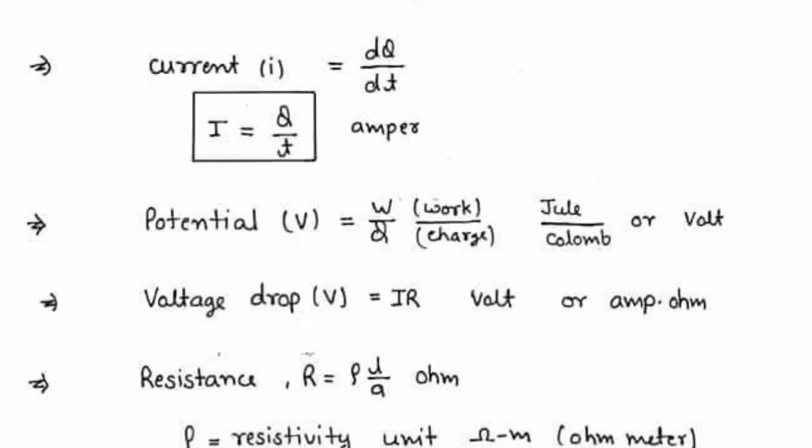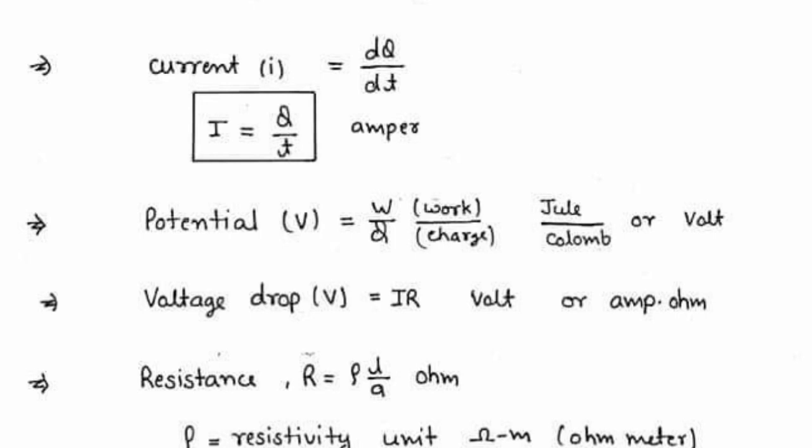Now let us discuss current. What is current? Flow of charge is called current. I equal to dq by dt. I equal to q by t ampere. Charge flowing per second is called current. The unit of current is ampere.